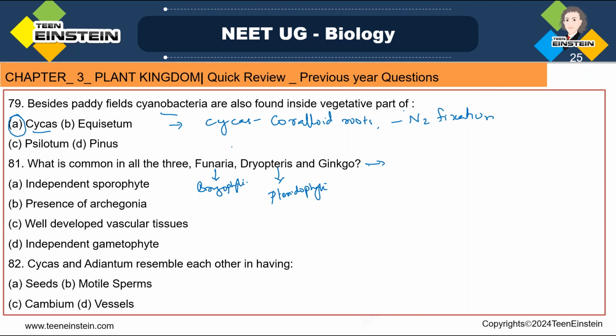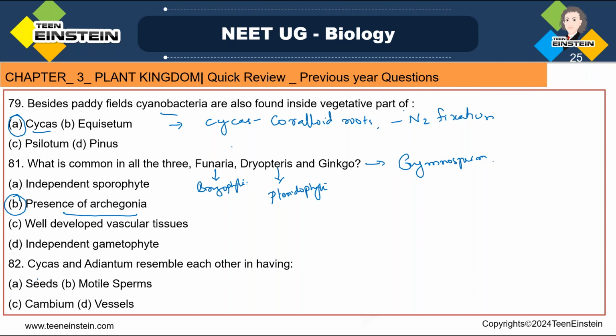And Ginkgo, that is a gymnosperm, right? So is there any common feature among all these three? Yes, here you have one option, presence of archegonia. The female sex organ archegonium is formed in bryophytes, pteridophytes and gymnosperms, right? So presence of archegonia is common in all these three, Funaria, Dryopteris and Ginkgo.